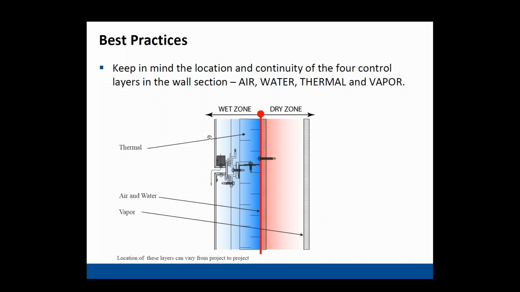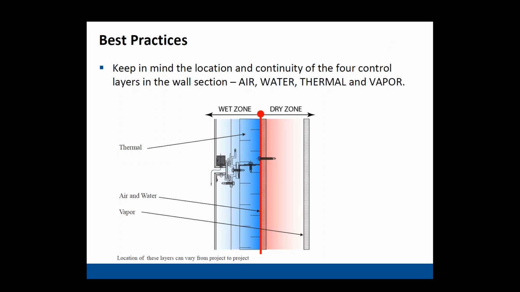Which brings up an important tie-in because this diagram here speaks to what we'd call best practices and knowing what your different layers are in your wall. Industry-wide, they are frequently referred to as four control layers: air, water, thermal, and vapor. There are different zones in a wall where those particular elements are controlled.